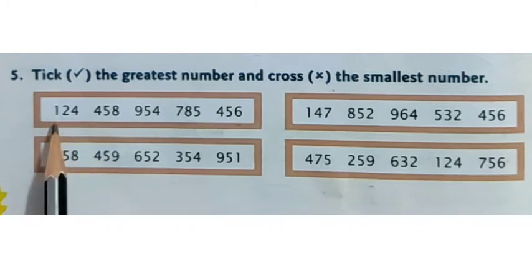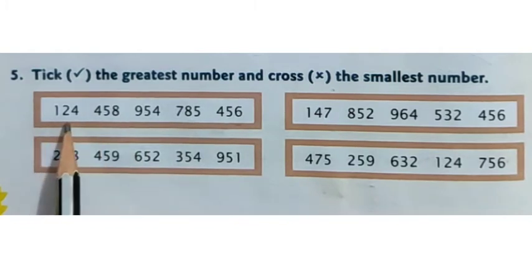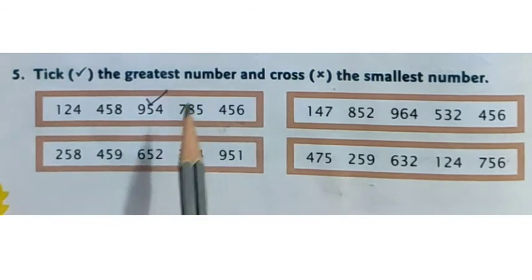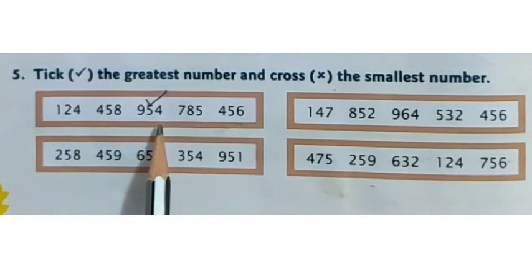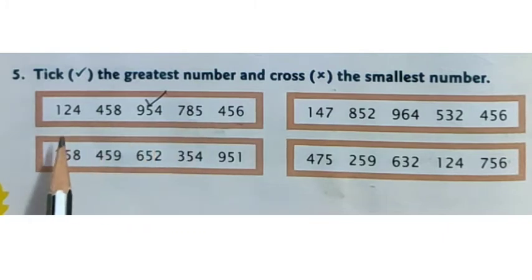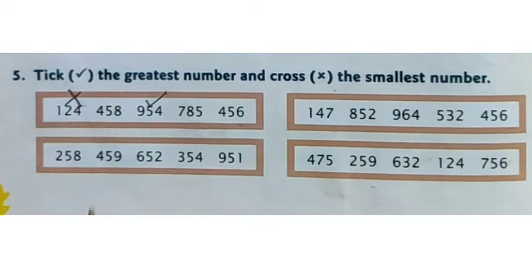Compare the hundreds place. Here it is 1, 4, 9, 7 and 4. Now which is the greatest digit in this? It is 9. So tick this, 954. This is the greatest number. Now in the remaining 4 numbers, which is the smallest number? Here it is 1. So cross. This is the smallest number, 124.